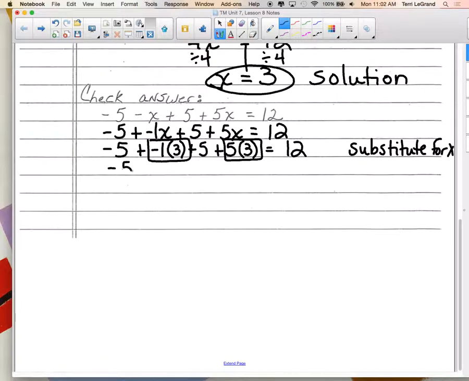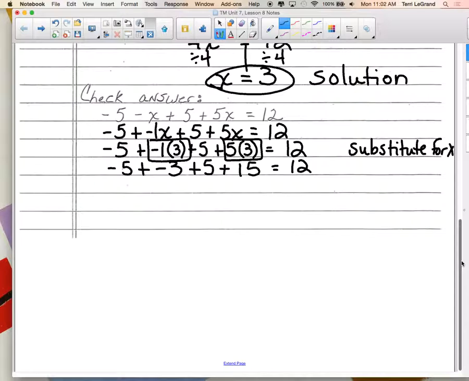So we have a -5 plus. What's -1 times 3? Negative times a positive is a negative, and 1 times 3 is 3. So that substitution, that multiplication becomes -3. This plus 5 doesn't have anything to be done to it. 5 times 3, 15. We bring down the equals and the 12. We are not solving, we are substituting and evaluating. So we just did the multiplication.